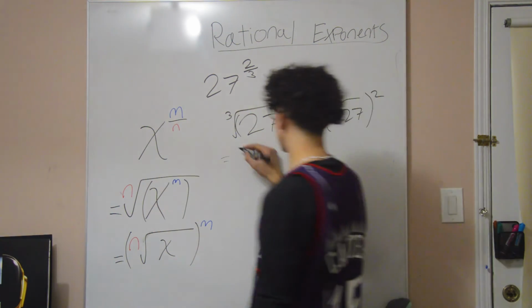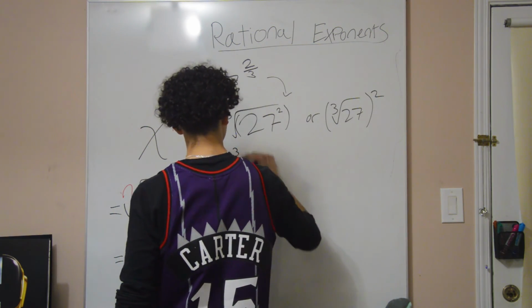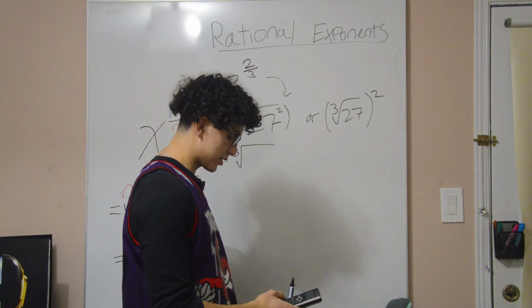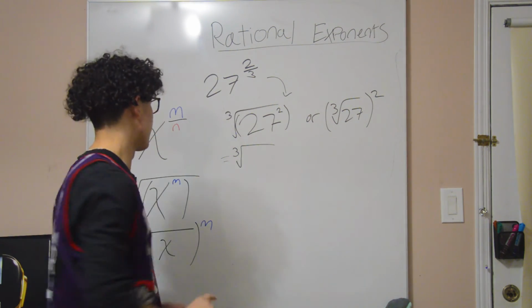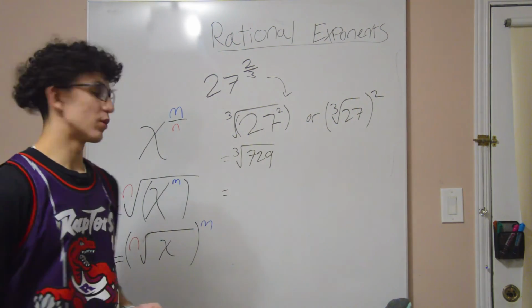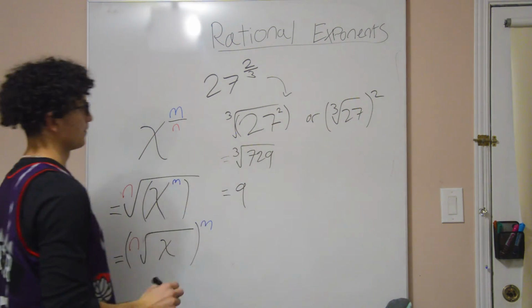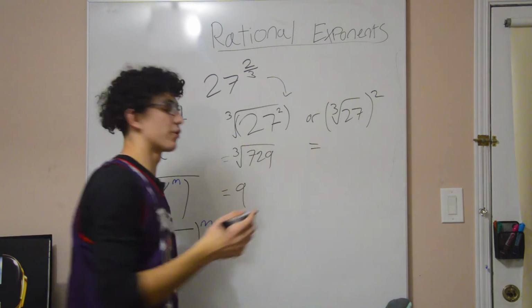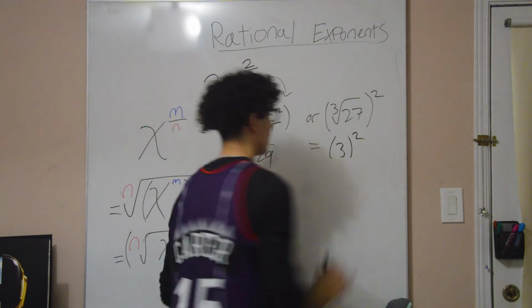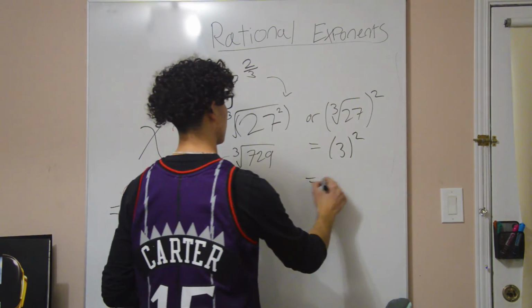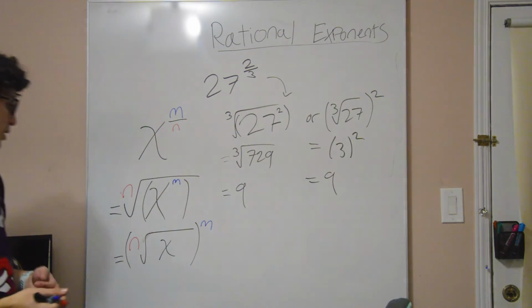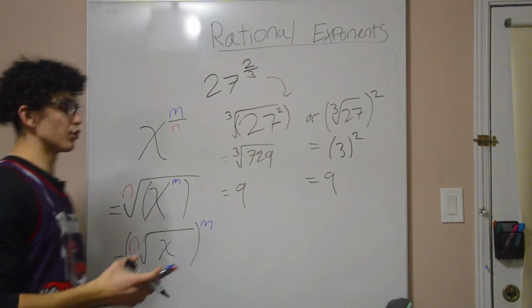Here, if we have the third root of 27 squared, we get the third root of, I don't have my calculator, sorry. 27 squared gives us 729. And the third root of 729 is just 9. Okay, this one. What is the third root of 27? Well, it's 3. And now we just have 3 squared. And it's 9. So that's just to prove that these are the same thing. It just really depends on how you would like to do it.